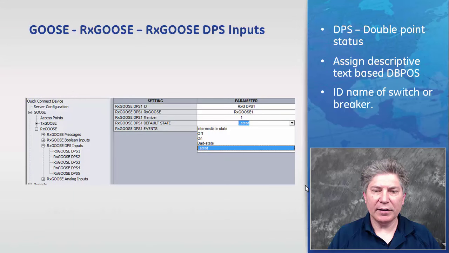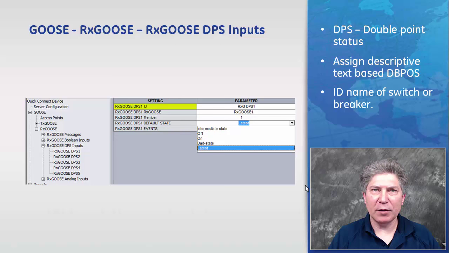The next thing we'll look at is the DPS inputs. These are the double point status. There are 5 double point statuses to program. These settings allow the user to assign descriptive text to the name of the 4 RX Goose DPS1 Flex Logic operands. So we'll just go through it quickly again.